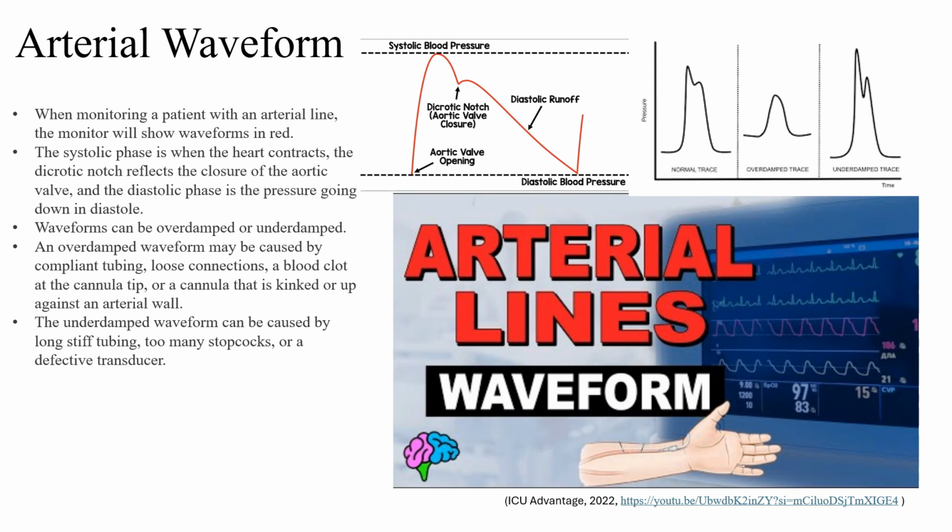When you look at the waveform itself, you can see this little hill, and it's going to be measuring our blood pressure. So the systolic phase is when the heart contracts, the dicrotic notch reflects the closure of the aortic valve, and then the diastolic phase is the pressure going down in diastole. So it should have this rise up to the systolic. You're going to notice this aortic valve closure, which is the dicrotic notch, and then you should have this diastolic runoff, and then it should go back to this shape again, and it should be pretty consistent.